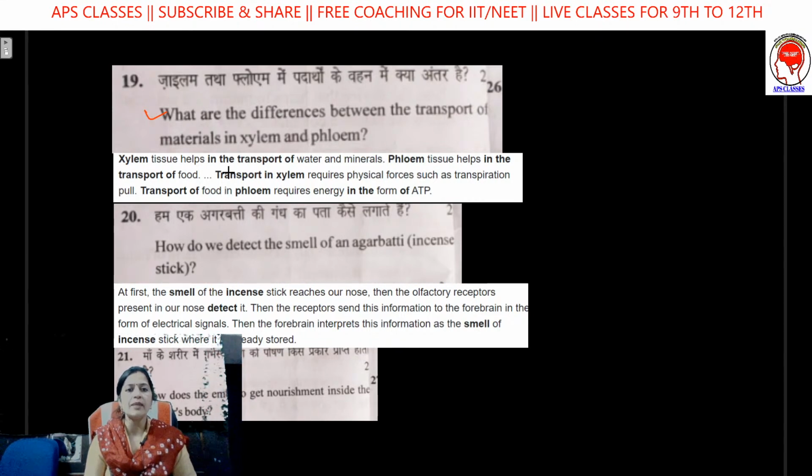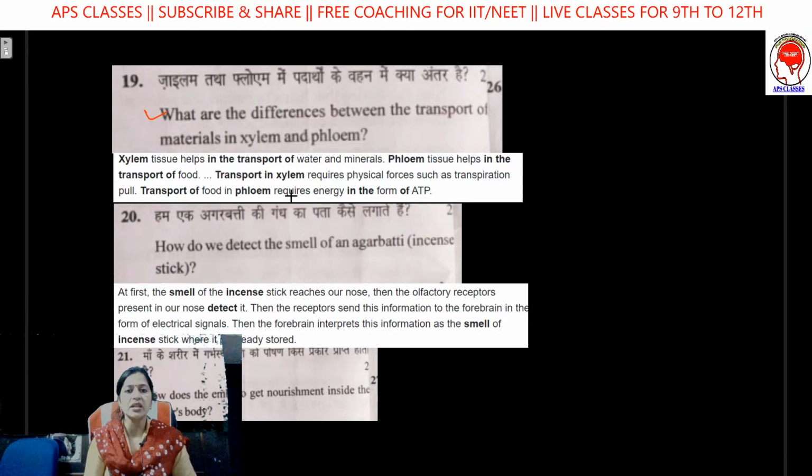So xylem tissue helps in the transport of water and minerals, whereas phloem tissue helps in the transport of food. These are the 2 ways by which the various transportation of plants occurs. And xylem especially helps in the transport of water and minerals, whereas phloem tissue helps in the transport of food.